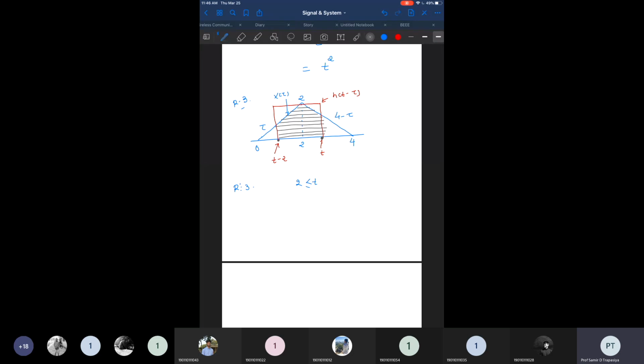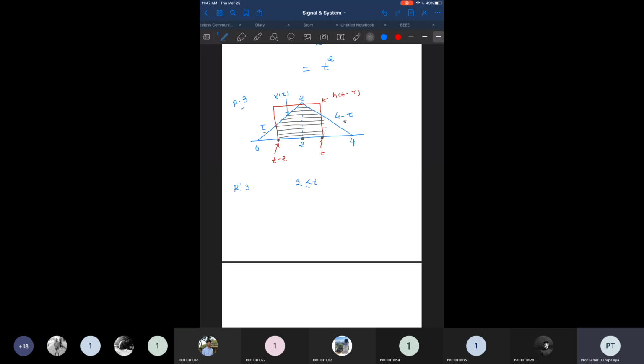How much will be combined with tau? The rectangular portion which is below this point 2 will be combined with the function tau of x of tau, and the portion of h of t minus tau which is larger than 2 is going to combine with the other function of x of tau, and that is 4 minus tau. So the portions below 2 go with the tau function, and the portion of h of t minus tau above 2 goes with the values of 4 minus tau. So here we are going to find this region.